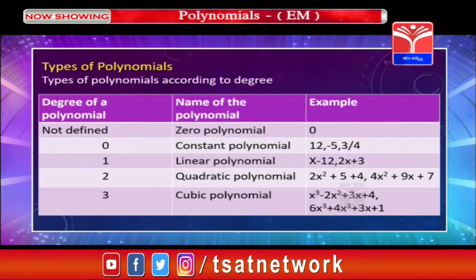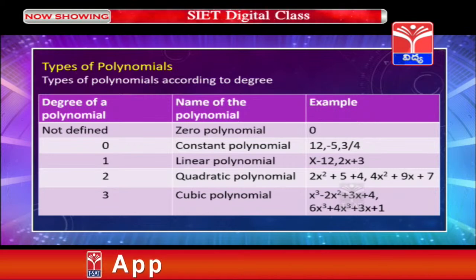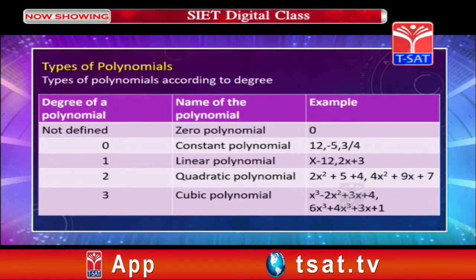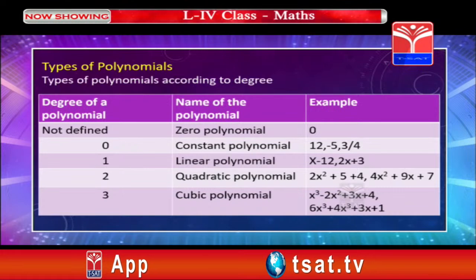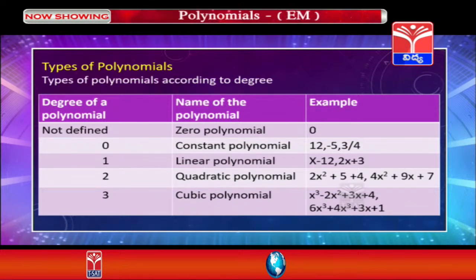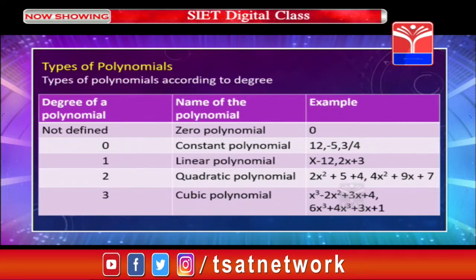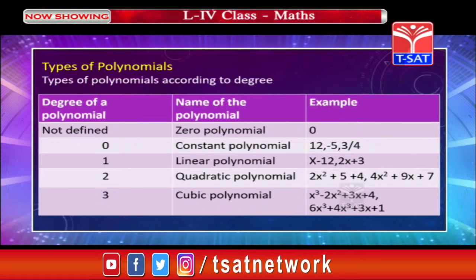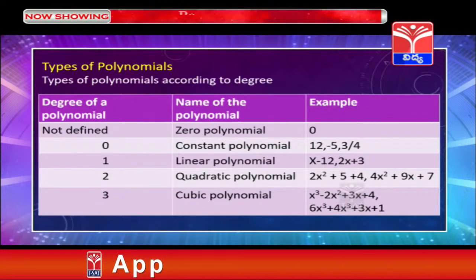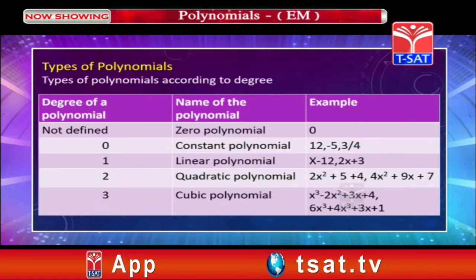If you consider some more examples like x cube minus 2x square plus 3x plus 4, or 6x cube plus 4x square plus 3x plus 1, the degree of these polynomials is 3 only. So, if the degree of the polynomial is 3, such polynomials are said to be cubic polynomials. And if the degree is 4, what is the name of the polynomial? That is a biquadratic polynomial.